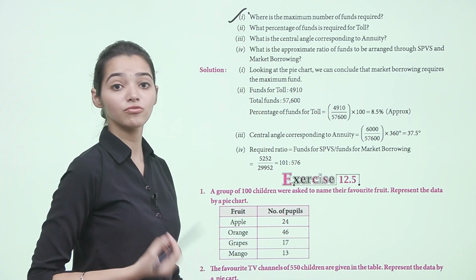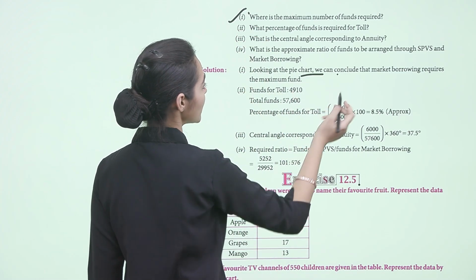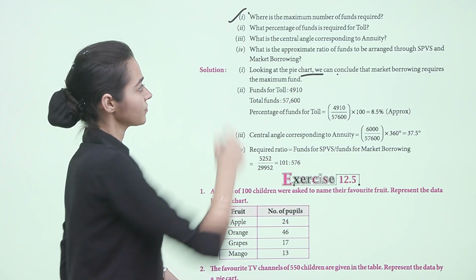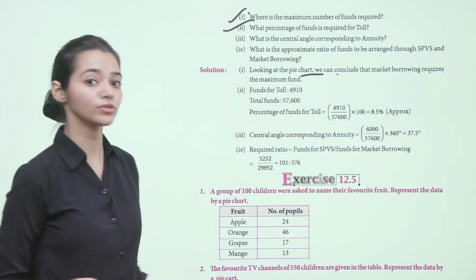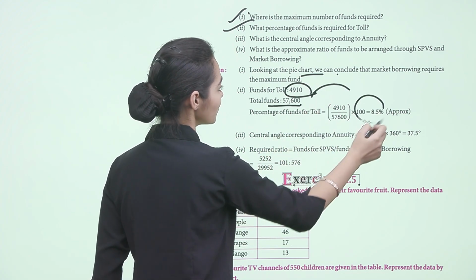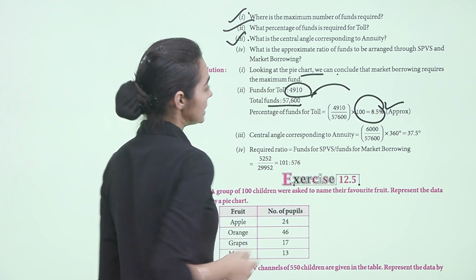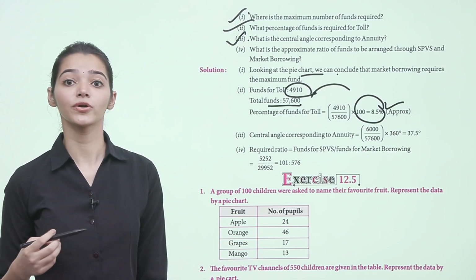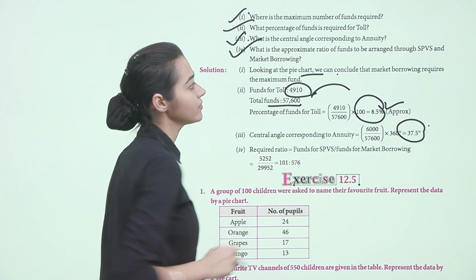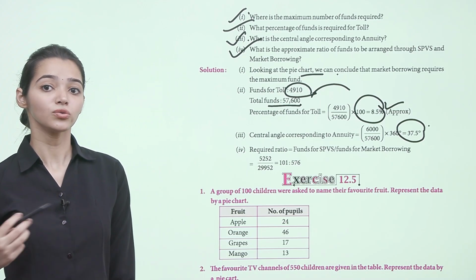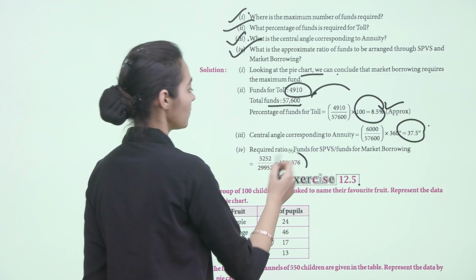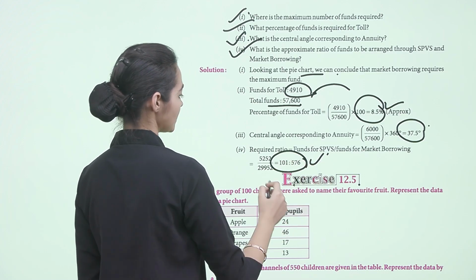What is the maximum amount of funds required? Looking at the pie chart we can conclude that borrowing requires the maximum funds. The percentage of funds required from toll, that is funds from toll out of total funds, will be approximately 8.5. The central angle corresponding to annuity is 37.5 degrees. And here we have to find the approximate ratio of funds to be arranged through SPVs and market borrowing, that is 1 ratio 5.76.